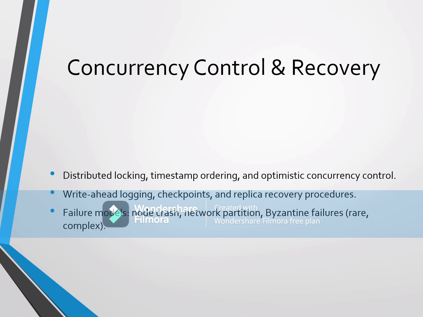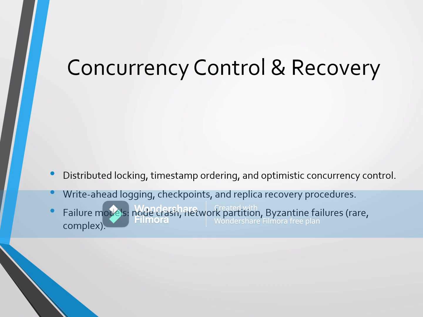Concurrency control options include distributed locking, timestamp ordering, and optimistic concurrency control. Locking enforces strict isolation but can introduce contention and deadlocks. Timestamp or optimistic methods reduce locking at the cost of retries and conflict resolution.